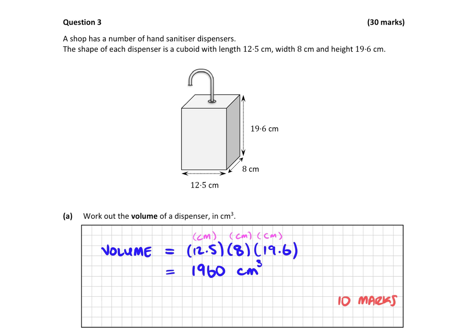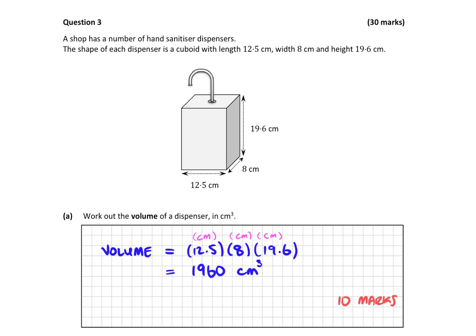So this is the Leaving Cert Foundation Level 2022, question 3. It says, a shop has a number of hand sanitizer dispensers. The shape of the dispenser is a cuboid with length 12.5, width 8 centimeters and height 19.6, and you can see that in the diagram here. Work out the volume of the dispenser in centimeters cubed.